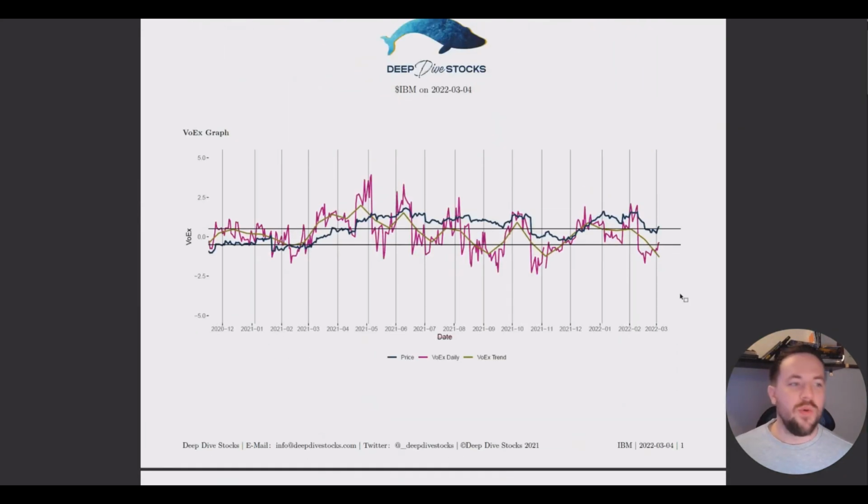On one hand, VoEx-trend is telling us that it's unstable. It's in the propagation zone. We have a significant number of retail short calls that were opened in the past few days. And we have a large amount of dealer long out of the money puts, which can be pretty destabilizing, especially when volatility rises, which it is.